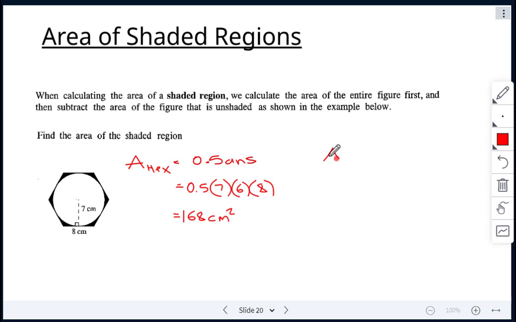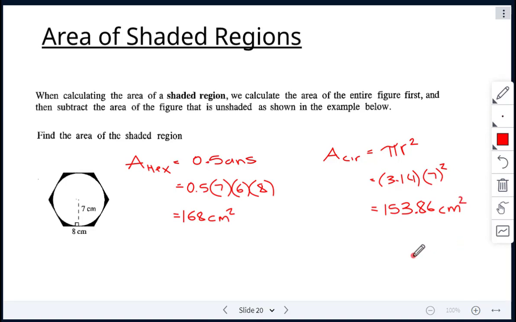So the area of the circle is pi r squared. Pi we use 3.14. And then the radius is from the center to the outside of the circle. So the radius here is 7, and it's 7 squared, just the 7 is squared. You put that into your calculator, and we get 153.86 centimeters squared.